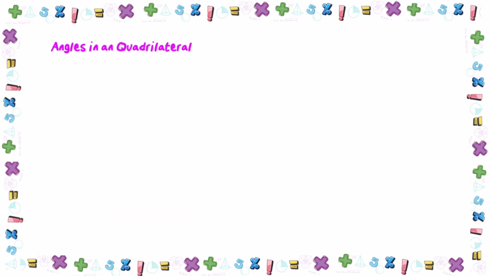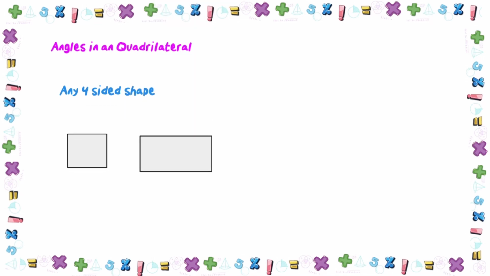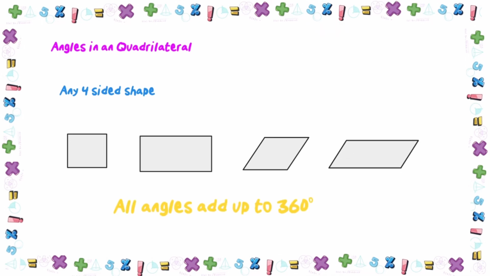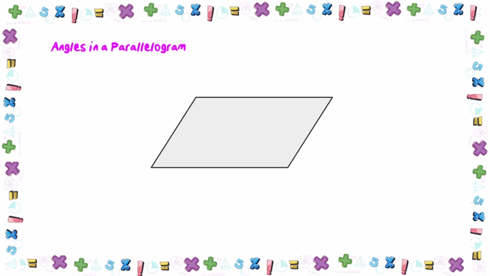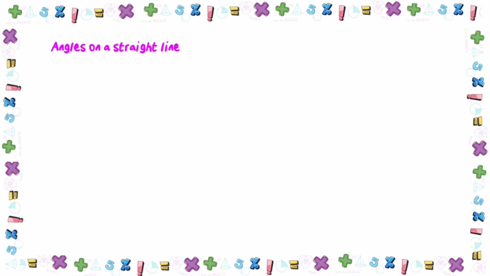Next, what we need to know about is angles in a quadrilateral. Quadrilateral is any four-sided shape. For example, square, rectangle, rhombus, and even a parallelogram. And the rule is all angles add up to 360 degrees. Another rule you need to know about for a parallelogram is that the opposites are always equal. And they still all add up to 360.